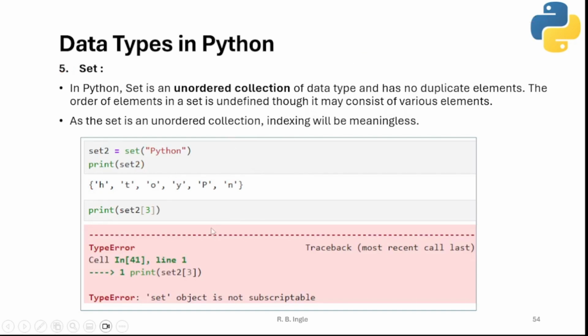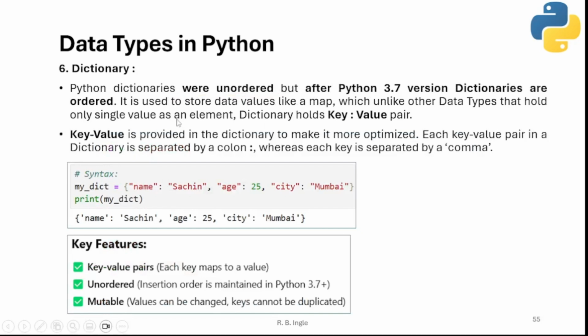So this we have seen that when we try to do the indexing, it is not supported, as we know it is an unordered collection of data. Now dictionary. The dictionary was unordered, but after Python version 3.7, dictionaries are ordered. So if you are using Python version 3.7 and onwards, a newer version of Python, then Python makes the dictionary ordered.